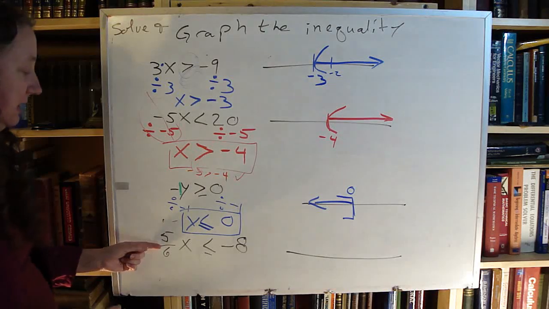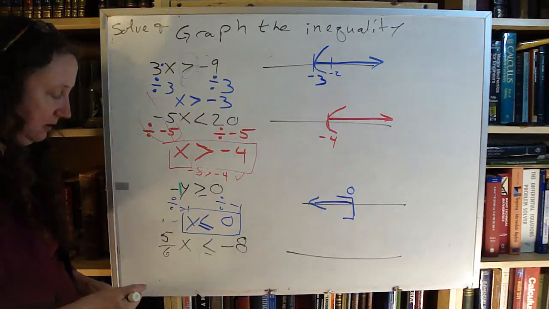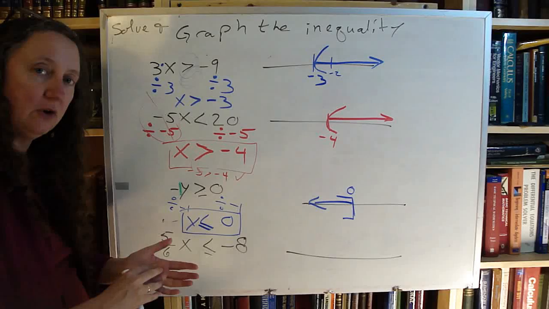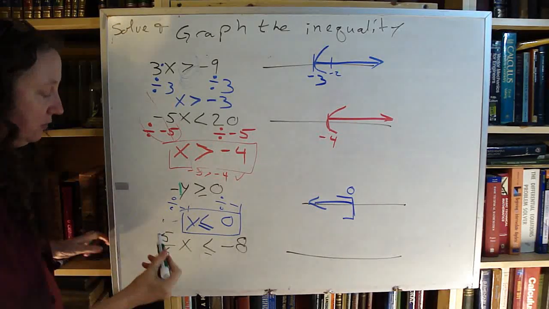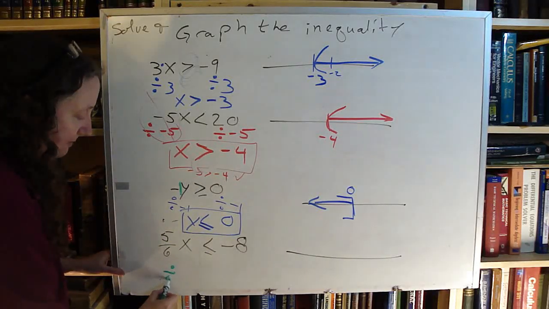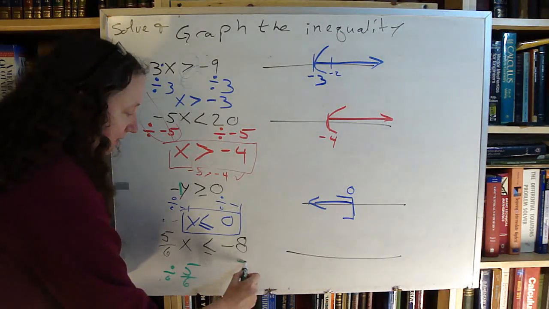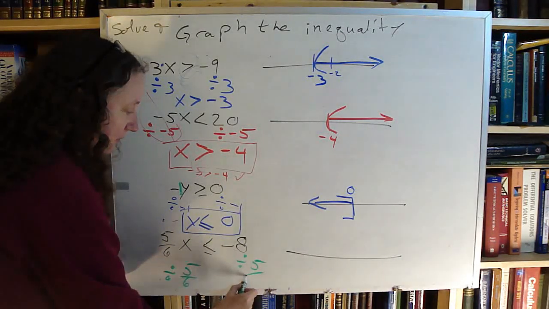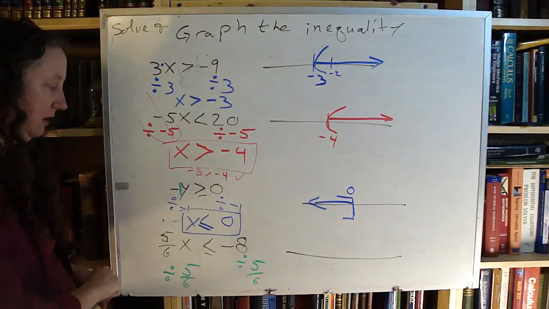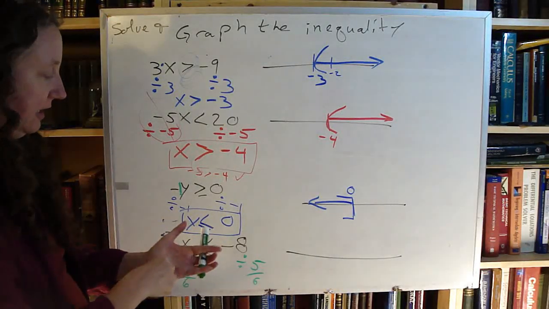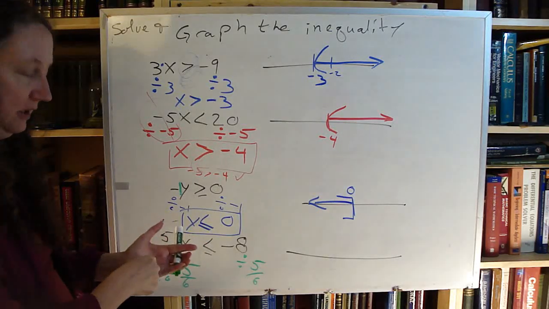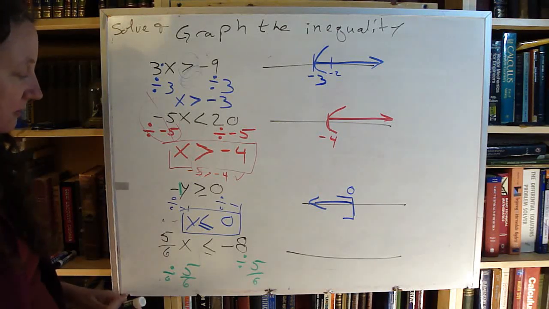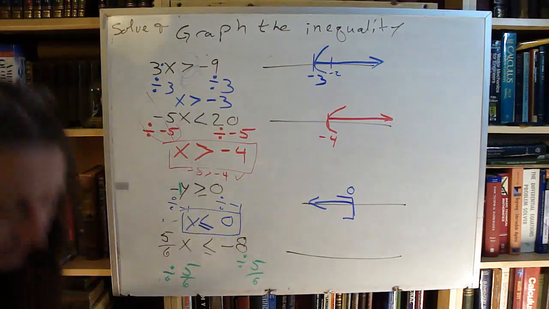My last problem down here has a fraction. You can either use your calculator to solve it, or you can do it by hand. If you're going to use your calculator to solve it, you need to divide by 5/6, divide by 5/6. So you would type that in on your calculator as -8, divide by 5 ABC 6 equals, and get your answer. I'm not going to do it that way.